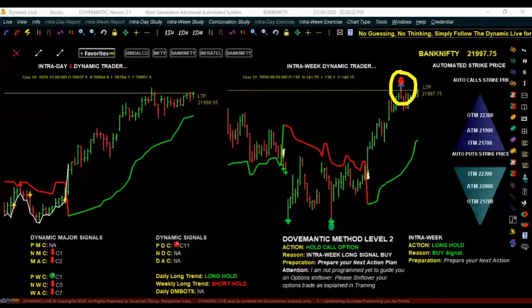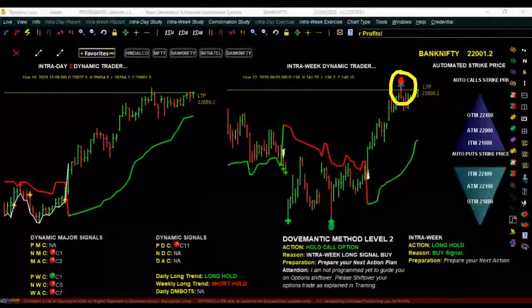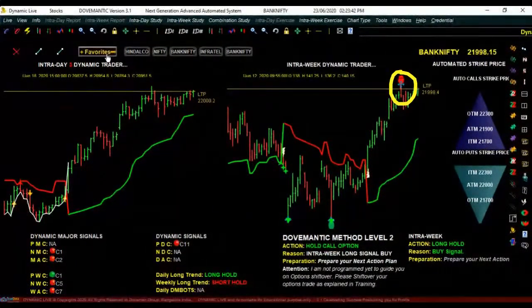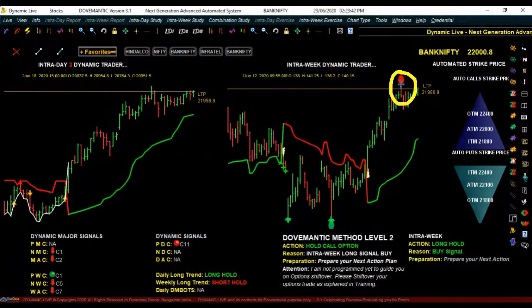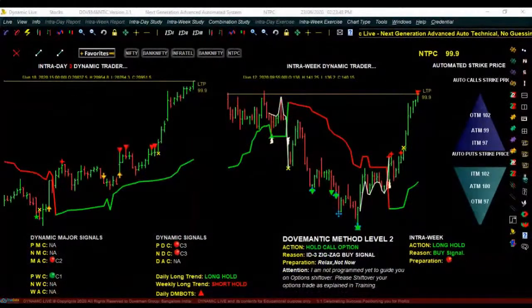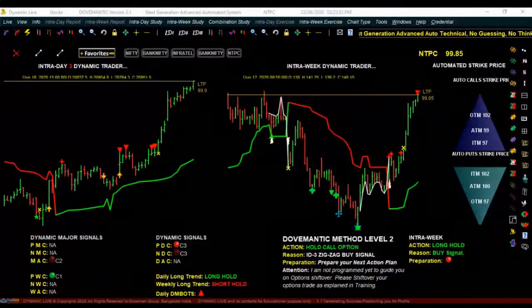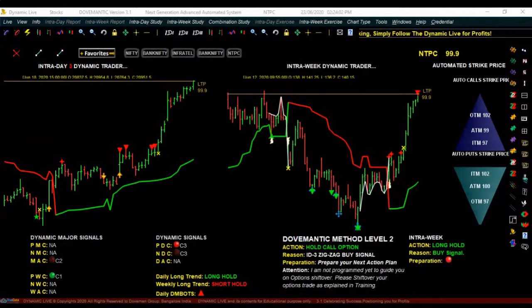Is there any other stock or index that you want to check? Let us check what's happening in, let us say, NTPC. Now here is the case of NTPC. You can see here it is also telling us a hold call option. But when did it tell us to buy a call option? It was somewhere at this point in time. You can see here the yellow cross mark. That is the time. So when was it?